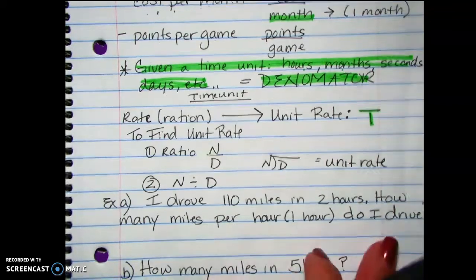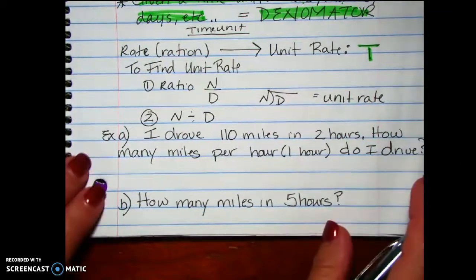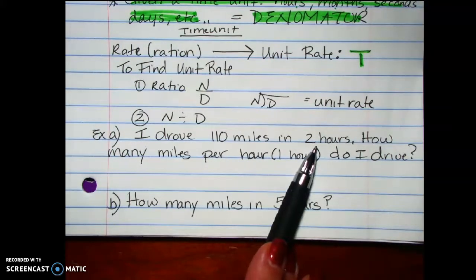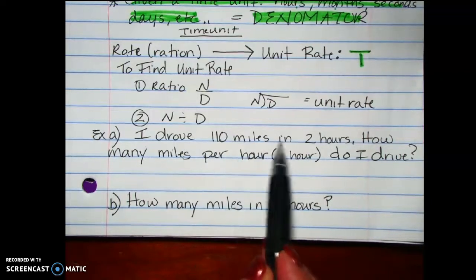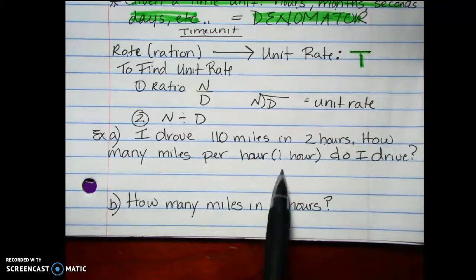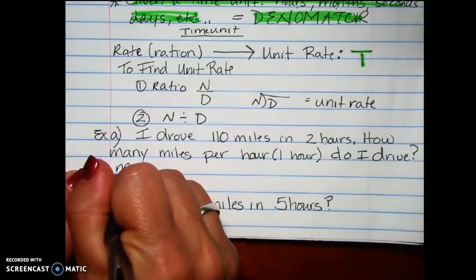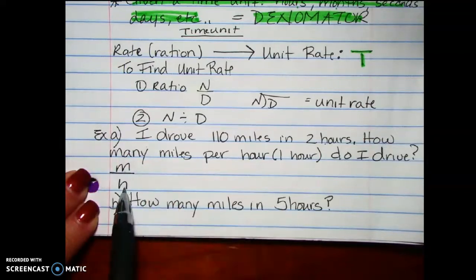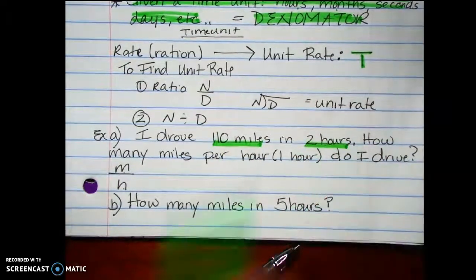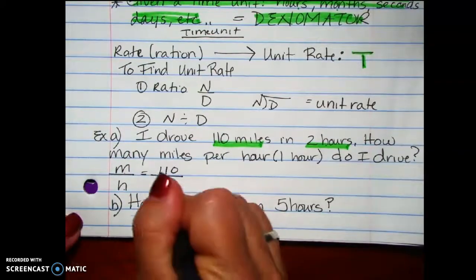Now, let's do an example. So if I drove, and yes, you should write this down. So I drove 110 miles in 2 hours. So they gave me a ratio, 110 miles in 2 hours, but I need to know how many miles per hour. So per 1 hour, so that's my unit rate. So now I have miles per hour. I like to write down what it tells me. This way I don't confuse my numbers. So that's actually 110 miles per hour.